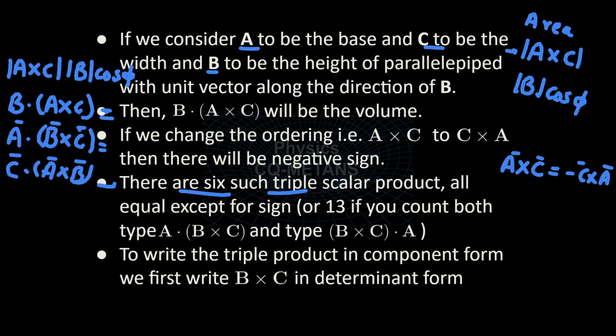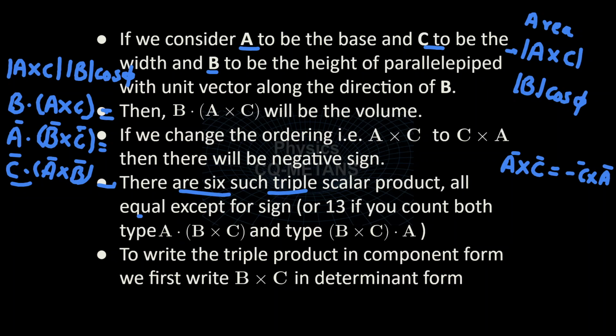So if I neglect that negative sign, we have six such scalar triple products, all equal except for the sign. So this will give me a volume. This is also going to give us a volume. This also is going to give us a volume. So if I interchange them, if I write b dot c cross a, that will also give us the volume, but with a negative sign. a dot c cross b also will give me the volume, but with a negative sign.